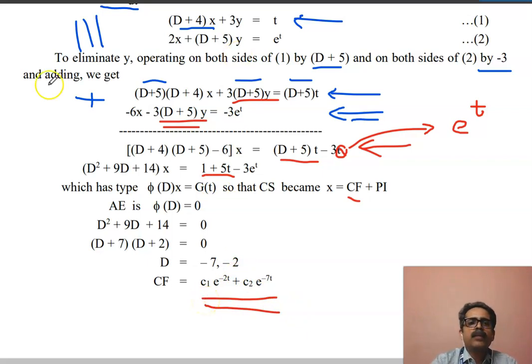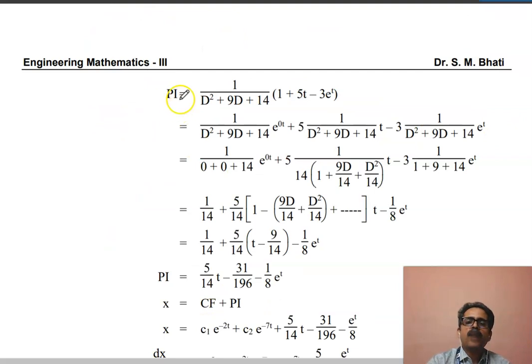Now we have to find PI. So apply the definition of PI here. PI is equal to 1 over phi D. So phi D is here D square plus 9D plus 14, acting on g t. And what is g t here? 1 plus 5t minus 3 e raised to t. Fine. You can see that this function g t contains how many terms? 3 terms. We can write down the first term as e raised to 0t.